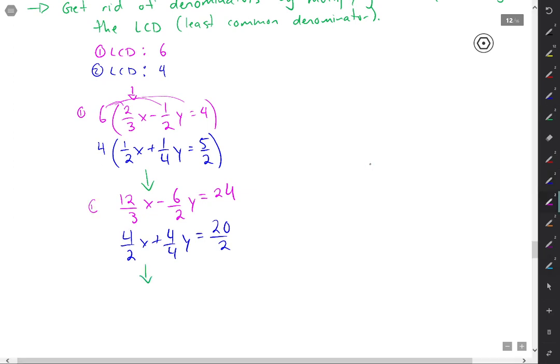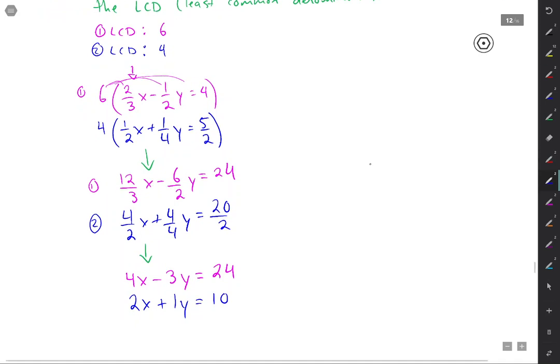So for equation number 1 here, we will have 12 divided by 3 is 4. So 4x minus 3y is equal to 24. That one cleaned up pretty nicely. And then the second equation here, we have 4 divided by 2 is 2x, and then plus 4 divided by 4 is just 1y, or y, is equal to 10. So now we have our two different equations. They're equal to our original equations, but slightly different. I'm going to name this one 2b, and the one on top of it 1b.